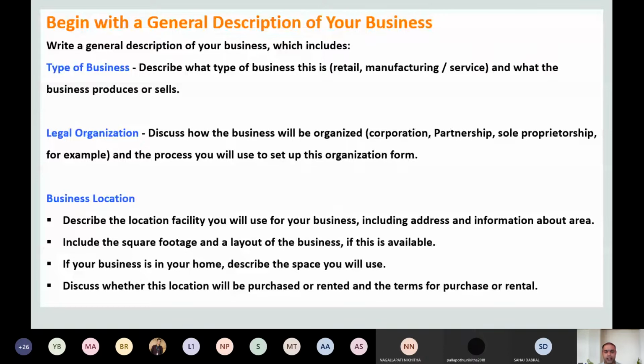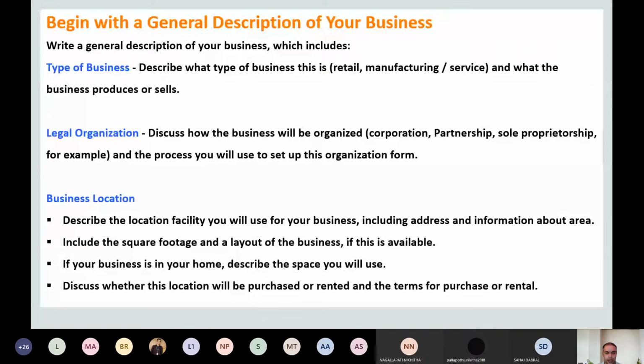You are going to write about where your business will be located, what will be the base of your business, and what is the area, in square feet, or in whatever area you're going to do the business. And if you're doing the business from your home, what will be the size of your apartment. All these things have to be mentioned clearly. And whether your business will be based on the land which you have purchased, or the space you are going to rent, or what is the term of agreements you have for the space.